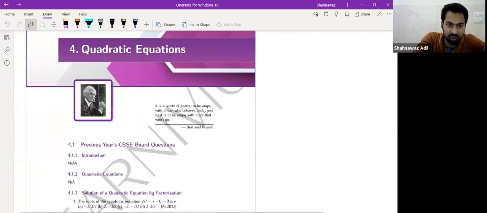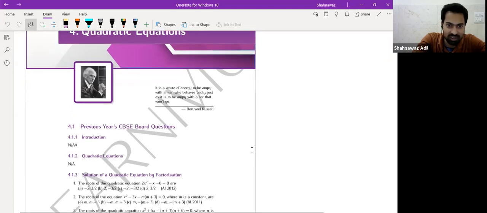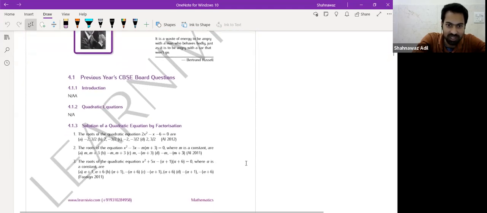Do you know this guy? Bertrand Russell. It is a waste of energy to be angry with a man who behaves badly, just as it is to be angry with a car that won't start. You will find some quotes in your assignments portal, in your account. You will find these quotes in every chapter of maths. Please look into that.